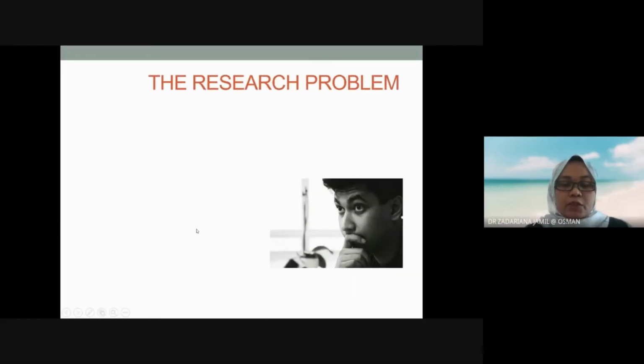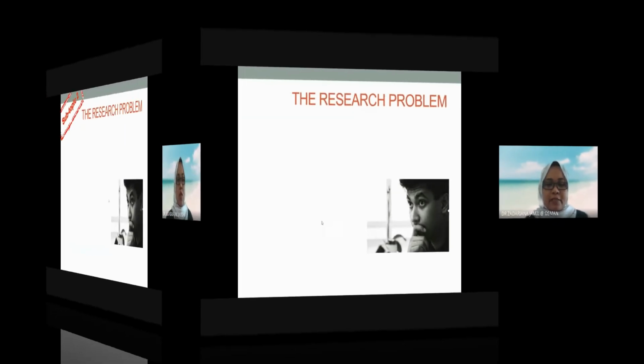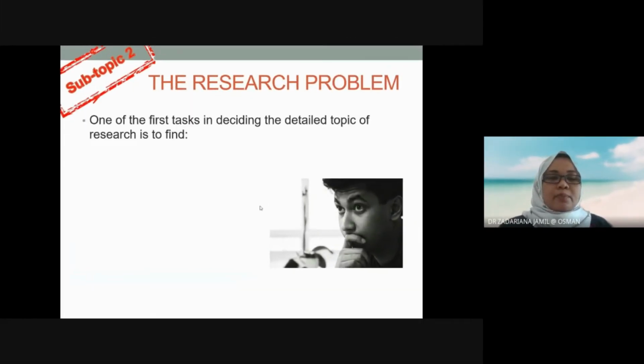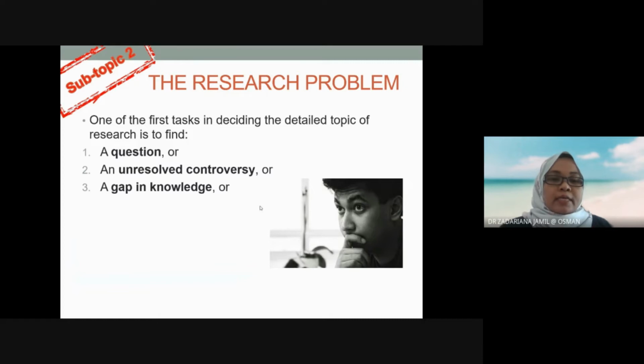Okay, what is the research problem? We have talked about the research problem previously, in the previous slide. So what is the research problem? Someone who wants to carry out research needs to find a research problem which is related to a question, or an unresolved controversy, or a gap in knowledge, or an unanswered need.